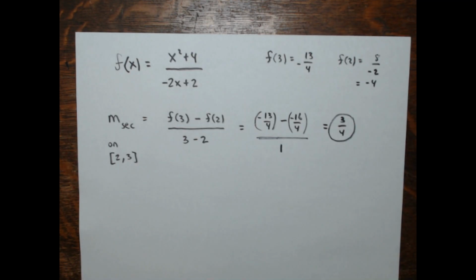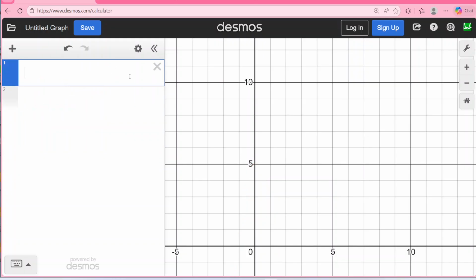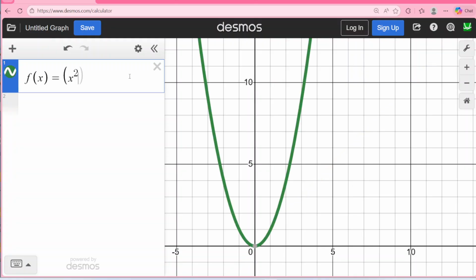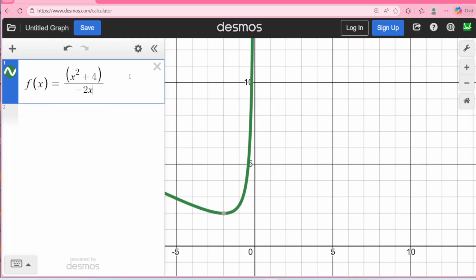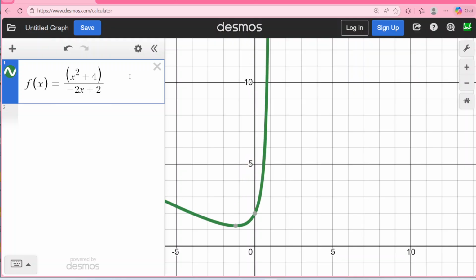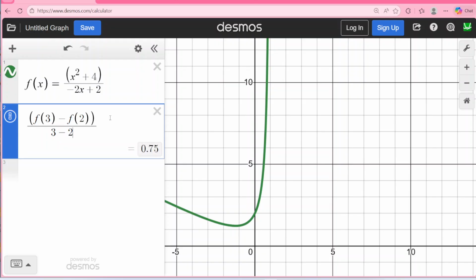Which again, you could have also gone to Desmos and had Desmos do this for you. I plug in the function. We've got f of x equals, and make sure you're putting numerators with multiple terms in parentheses, so it's all in the numerator. We've got x squared plus 4 divided by negative 2x plus 2. And all we want is the value of f at 3 minus the value of f at 2, divided by 3 minus 2. I know 3 minus 2 is just 1. But it's 0.75, which when you change to a fraction here is 3/4.